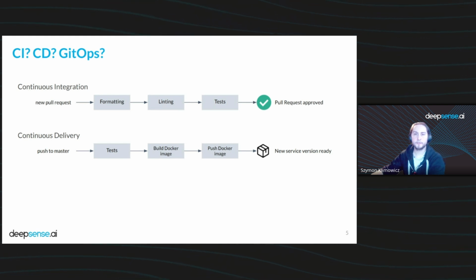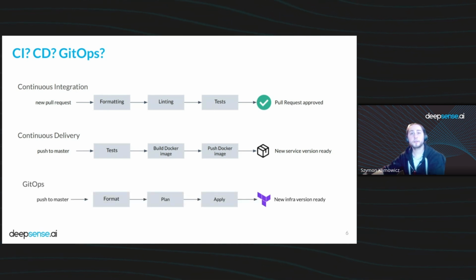And this CD goes hand in hand with CI, so also with small and frequent changes, because thanks to CD, they show up in production fast and can be either deployed, or if the deployment is automatic, in the case of continuous deployment, they can be used right away by the end users of the system. And what GitOps does basically is it applies those mechanisms for automatic checks and deployments to creating and managing infrastructure.